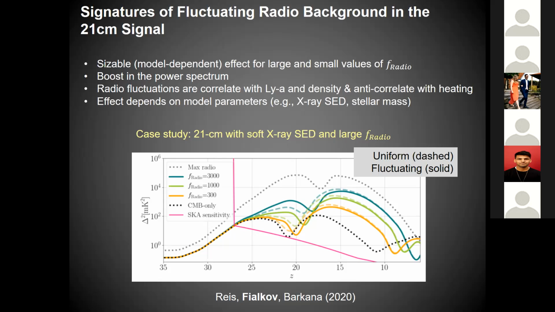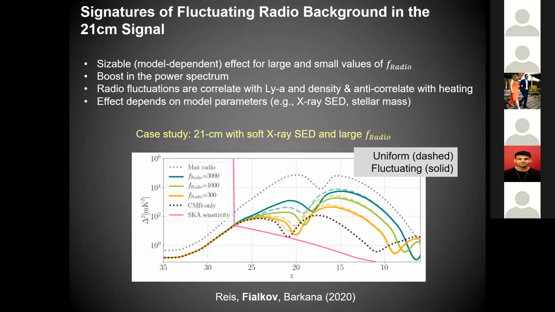We found that these radio fluctuations actually correlate positively with Lyman-alpha, and therefore we see enhancement at cosmic dawn between redshifts 25 and 20 when you compare the uniform radio case to the non-uniform one. And they anti-correlate with heating, so they kill each other, these types of fluctuations. And of course, the effect is model dependent and depends on X-ray spectrum, stellar mass, minimum velocity of halos, and so on.